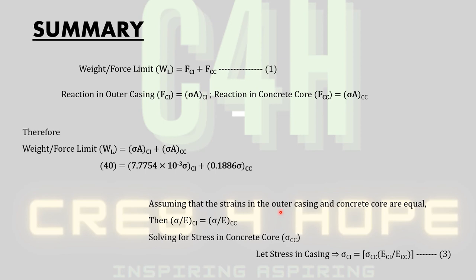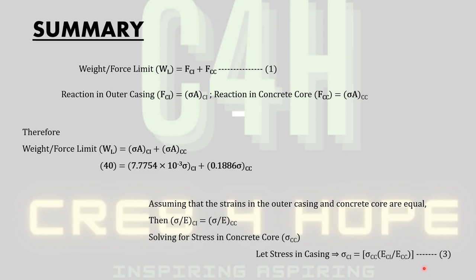If we're assuming that the extension in the outer casing and the concrete core are equal, and that the original lengths are equal, then we can also assume that the strains experienced by the outer casing and the concrete core will also be equal. Since epsilon is equal to the ratio of the stress to the Young's modulus of the material, we can redefine the strains in the outer casing and the concrete core as follows. The ratio of sigma to E with respect to Ci will be equal to the ratio of sigma to E with respect to the concrete core. If we're going to solve for the stress in the concrete core, we can redefine this equation by making sigma Ci the subject of this relationship. So sigma Ci will be equal to sigma Cc times the ratio of Eci, the Young's modulus of Ci, to the Young's modulus of Cc. We can call this equation 3.